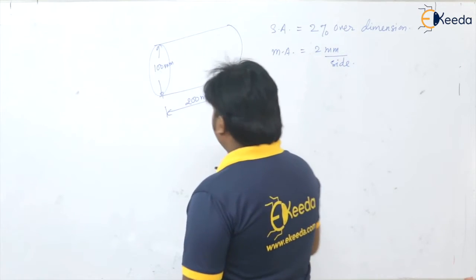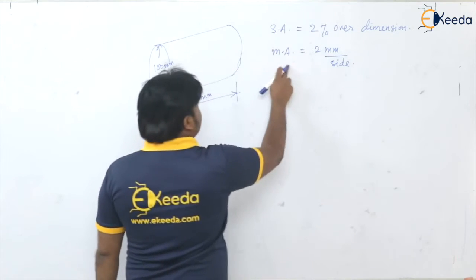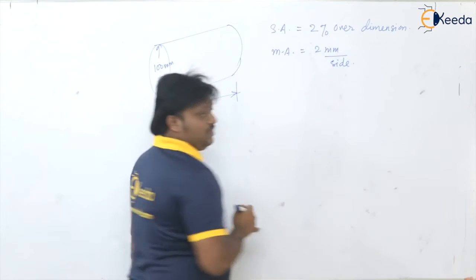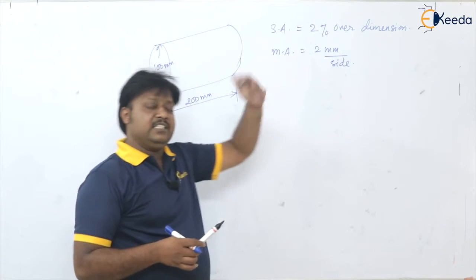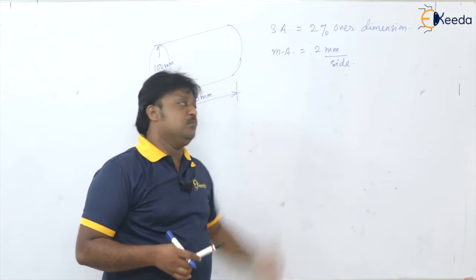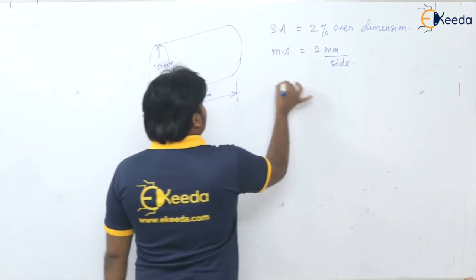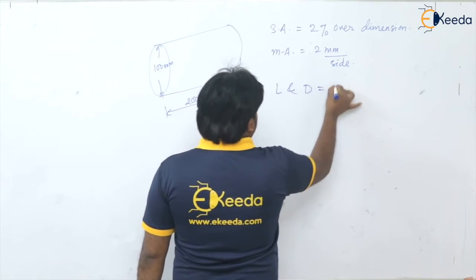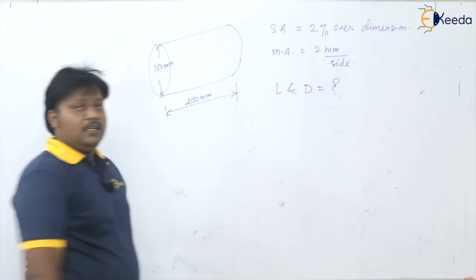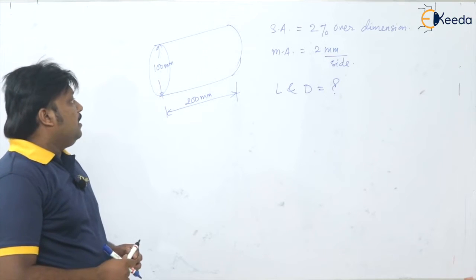Okay, so how is machining allowance given? It is given as millimeter per side. Shrinkage allowance is either given in percentage or in millimeter per meter. Okay, so what is the length and diameter of the pattern? This is the question.